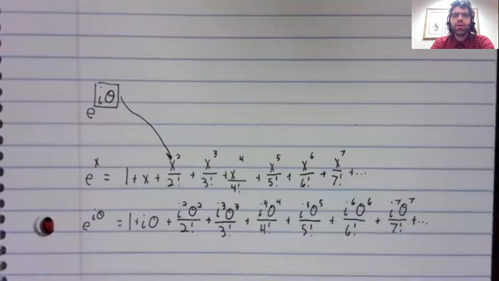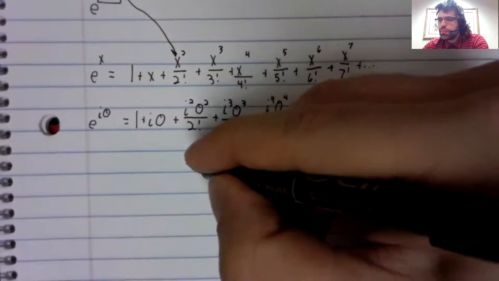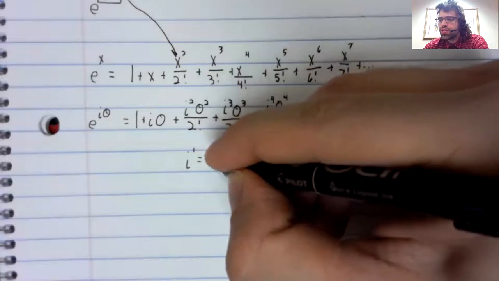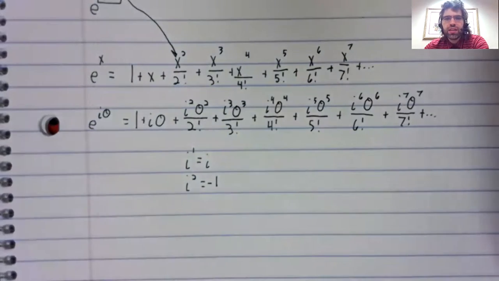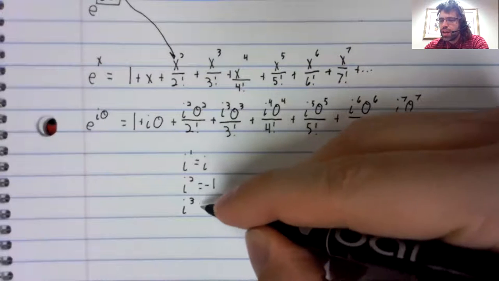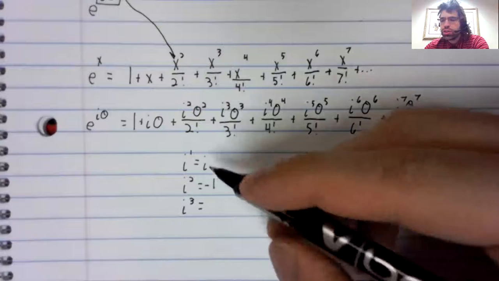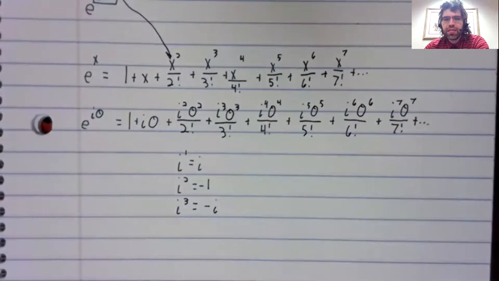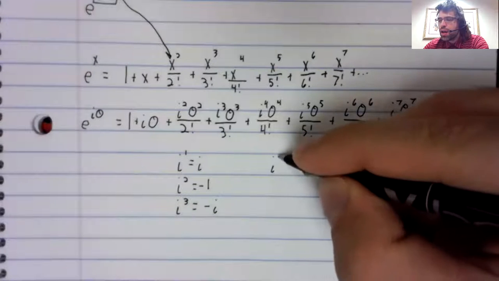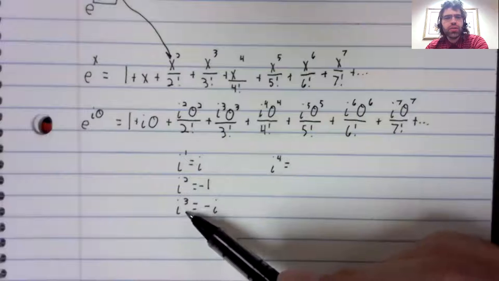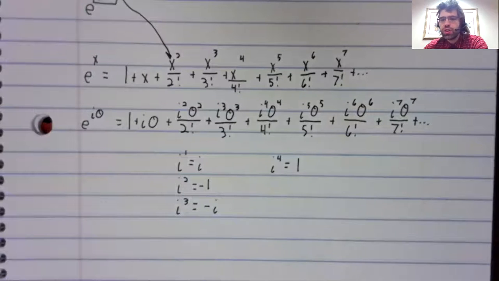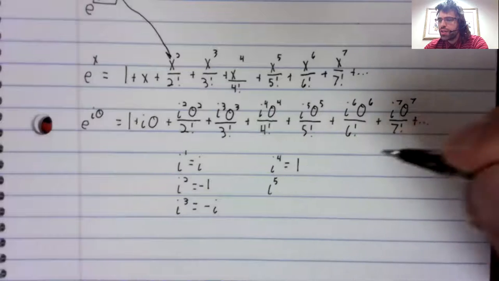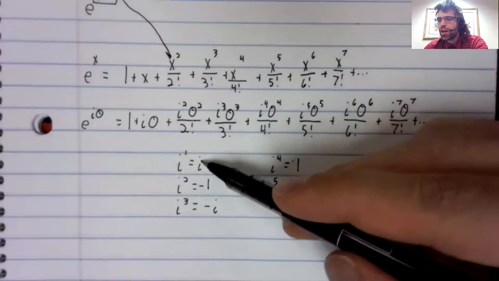What are these powers of i? Well, i to the first is i. i squared is -1. i cubed is i squared times i, so negative i. i to the fourth is i cubed times i, so negative, negative 1, so positive 1. i to the fifth is i fourth times i.